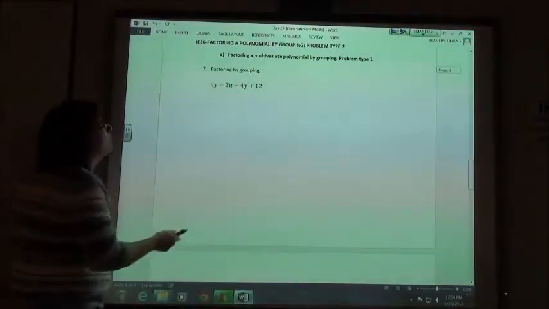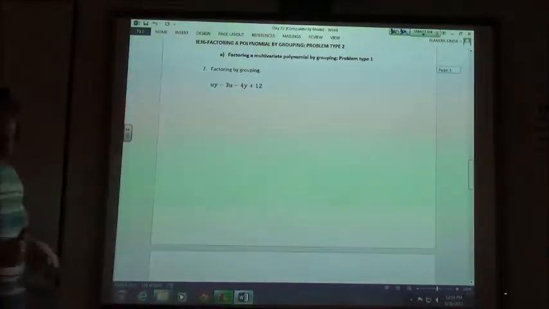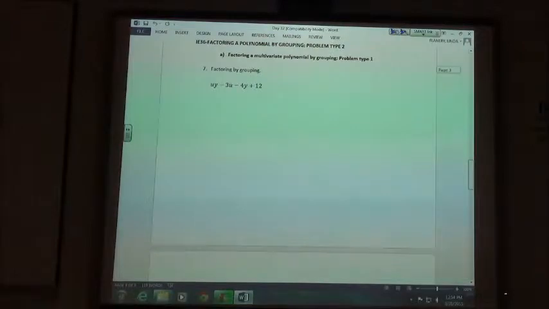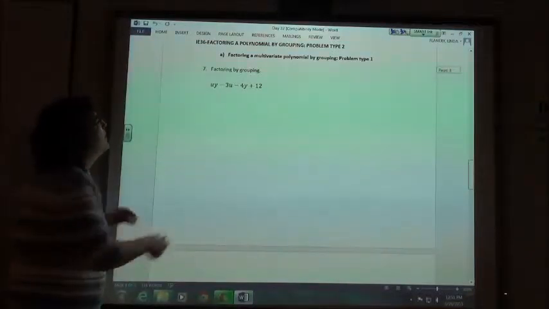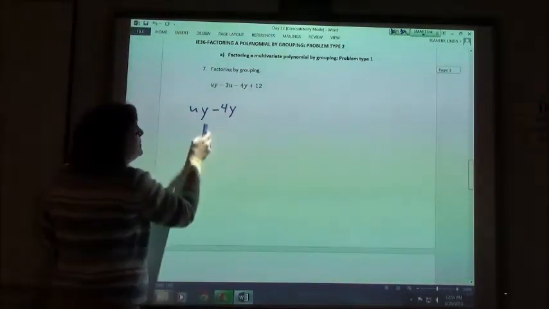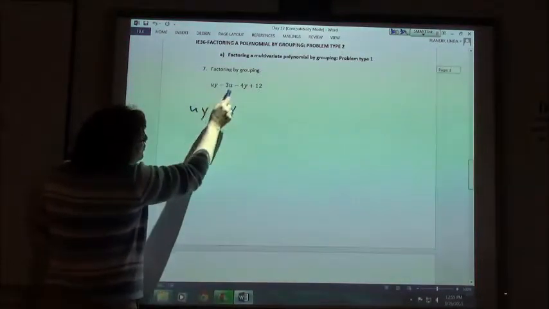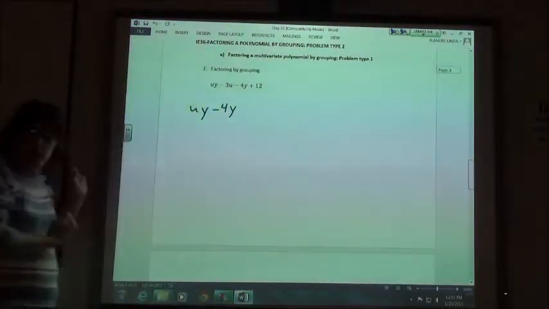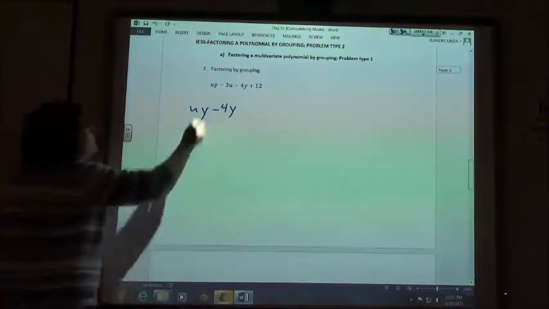Negative 3u, negative 4y. Now, what do those two have in common? Nothing, not a whole lot, other than a negative sign. You want us to put something in common together. Yep. We could put the uy with the negative 4y, because they both have y's. I could have put the first two together, because they do both have u's. Okay. So, we chose to put these two together.